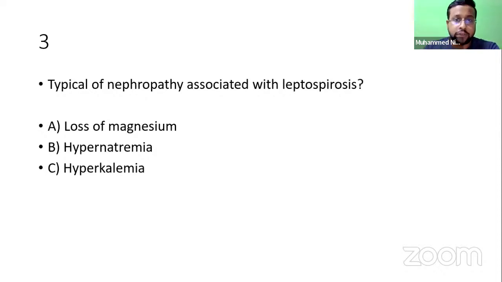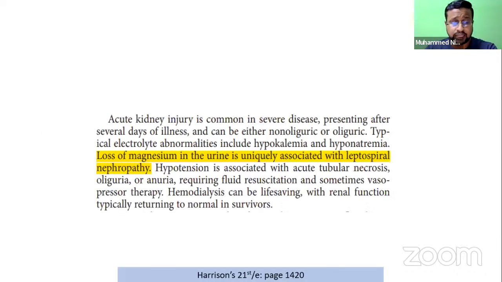Third, what is typical of nephropathy associated with leptospirosis? This is again a one-liner. The options I've got are loss of magnesium, hypernatremia, and hyperkalemia. This is again something directly taken from Harrison. Acute kidney injury is quite common in leptospirosis, and the typical electrolyte abnormalities include hypokalemia and hyponatremia. But the next line is where our question lies: loss of magnesium in the urine is uniquely associated with leptospiral nephropathy. So there is no confusion in this question. The answer is loss of magnesium in urine. That is typical of leptospiral nephropathy.